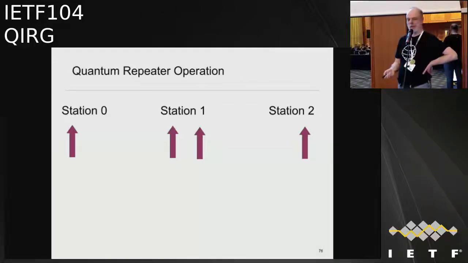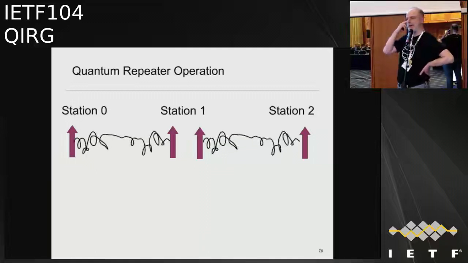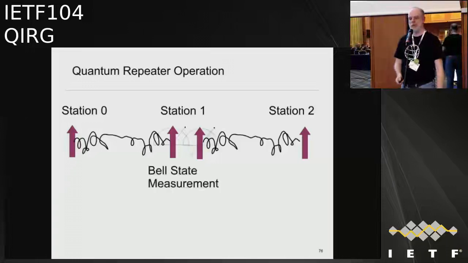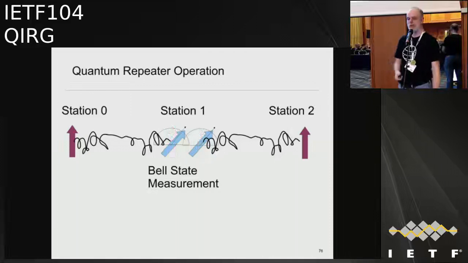Station 0 has 1 qubit, station 1 in the middle there has 2 qubits. So what we do is we use the link to make entanglement between station 0 and 1, and we use the other link to create entanglement between station 1 and 2. And then we execute, again, one of these things, the Bell state measurement. This operation is very much like teleportation. You could, in fact, consider it to be a form of teleportation.